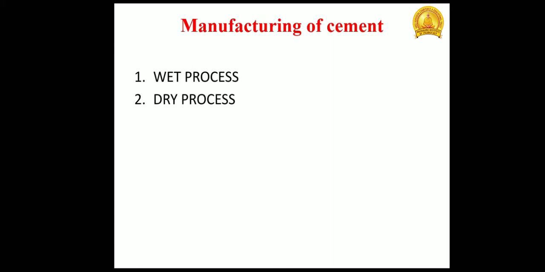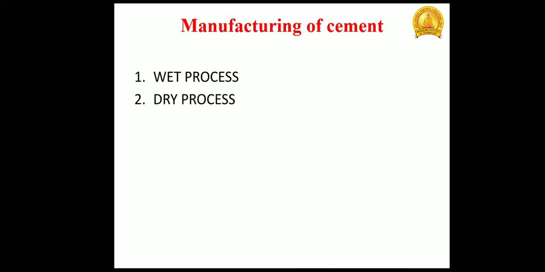This clinker is cooled and then ground to a fine powder with the addition of about 3 to 5% of gypsum, and the final product thus formed is ordinary Portland cement. There are mainly two processes for manufacturing Portland cement, known as the wet and dry process, depending upon whether the mixing and grinding of the raw materials is done in wet or dry condition.